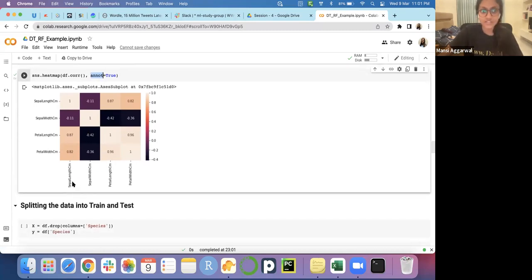And we see that there is a high correlation between petal width and sepal length, that is 0.82. Even petal length and sepal length, also 0.87. Similarly, there is a very high correlation between petal length and petal width, and petal width and petal length. Obviously, these are the same values only.